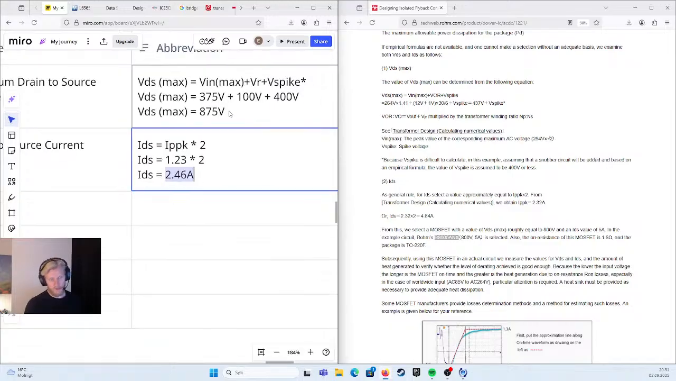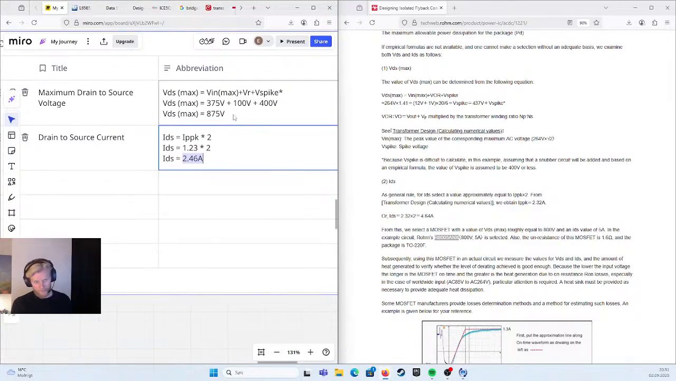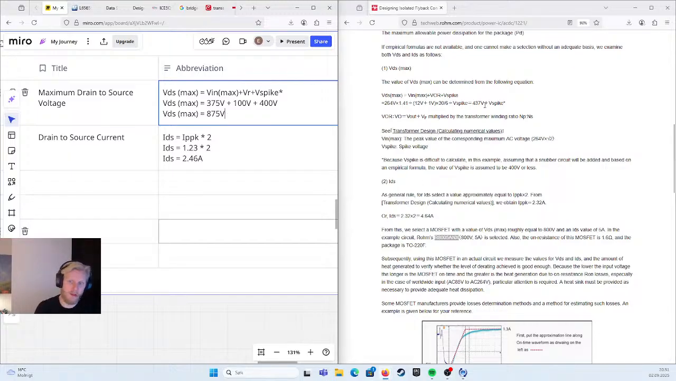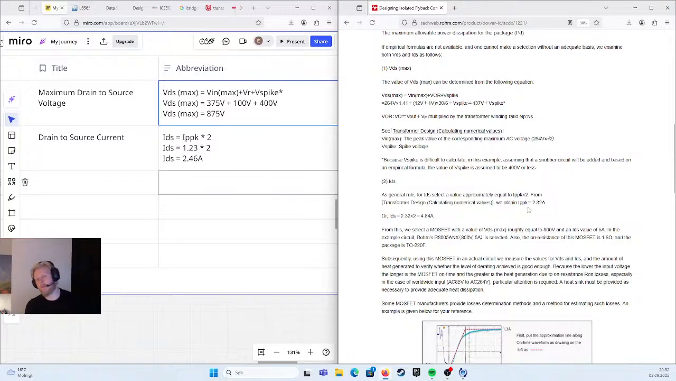So we know now it has to be, let's see what we find, but it has to be at least 875. Maybe we can select lower. I don't know why. I mean, they specified it here and then they assume 400, but that's still above 800. Current is fine. Select one higher than this, or twice the primary peak current.